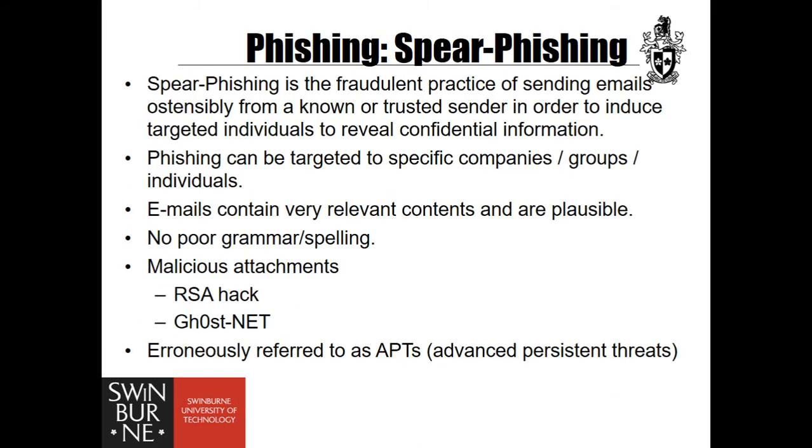Another type of phishing is spear phishing. Spear phishing basically is a fraudulent practice of sending emails ostensibly from a known or trusted sender in order to induce targeted individuals to reveal confidential information. Usually in spear phishing, we target a specific company, groups, or individuals. So that's why we have a target for phishing. Emails that contain very relevant content are plausible, so there is no poor grammar or spelling.